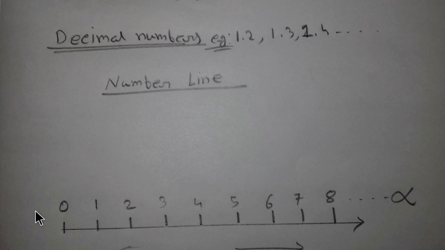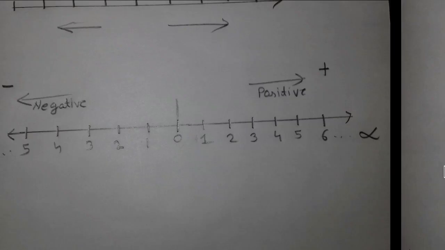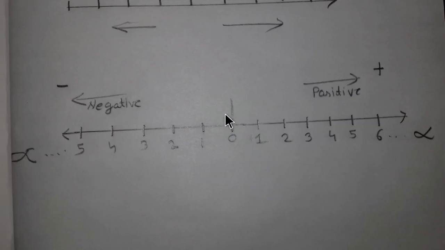Now if I take the number 0 and if I move to the right hand side, definitely it will increase. I will get 1, 2, 3, 4. But if I move to the left hand side, what will I get? Is there any number which is less than 0? Let's take a look. If I move on the number line to the left side of the 0, I will get again 1, 2, 3, 4, 5. In this way it will continue.